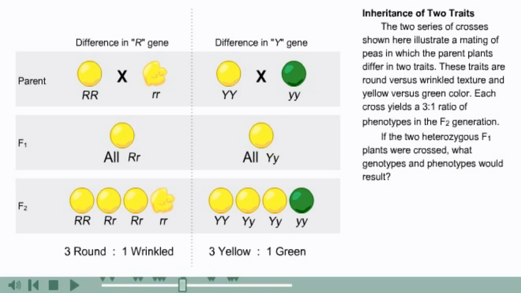The two series of crosses shown here illustrate a mating of peas in which the parent plants differ in two traits. These traits are round versus wrinkled texture and yellow versus green color. Each cross yields a 3-to-1 ratio of phenotypes in the F2 generation. If the two heterozygous F1 plants were crossed, what genotypes and phenotypes would result?